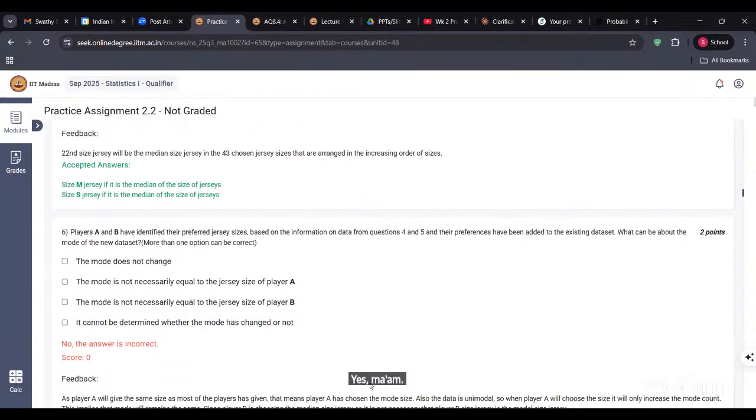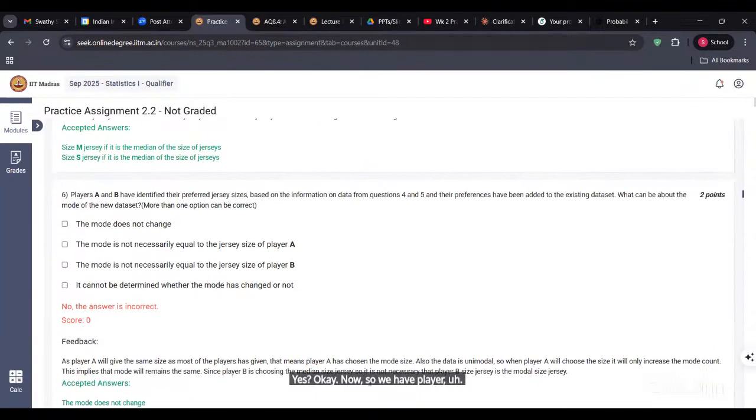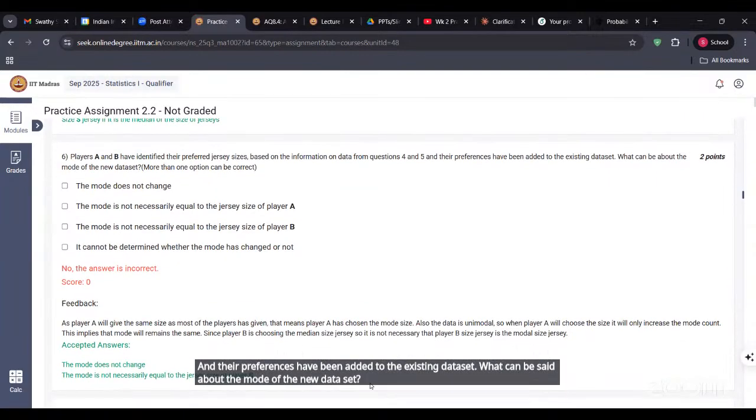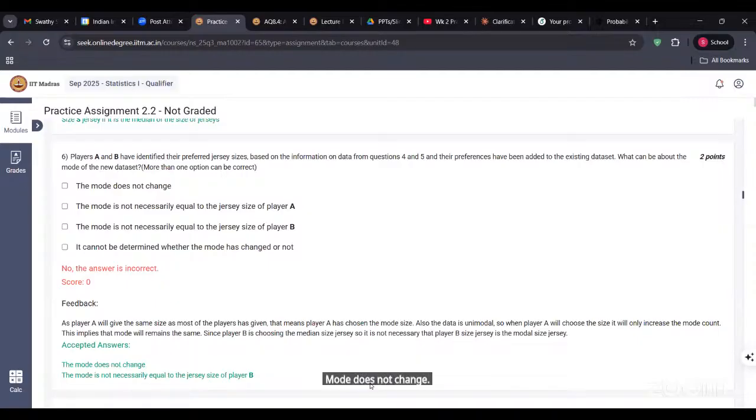Now, players A and B have identified their preferred jersey sizes based on the information from questions 4 and 5, and their preferences have been added to the existing data set. What can be said about the mode of the new data set? Mode does not change. Okay, why? Because the repetitions are one and the same, even if it is A or B, the jersey size that is most repeated is the same. The mode will be one and the same.